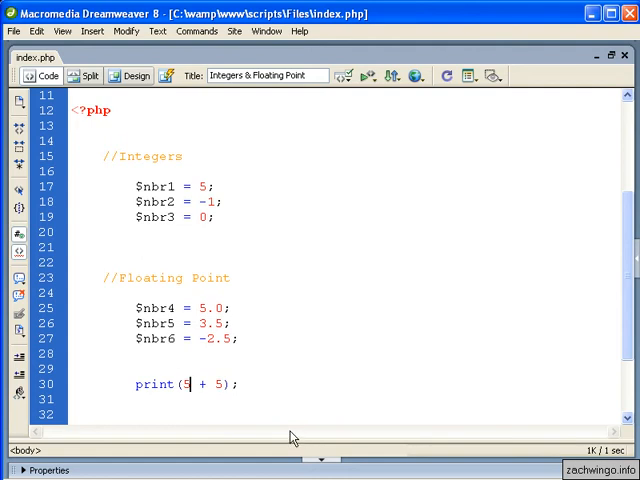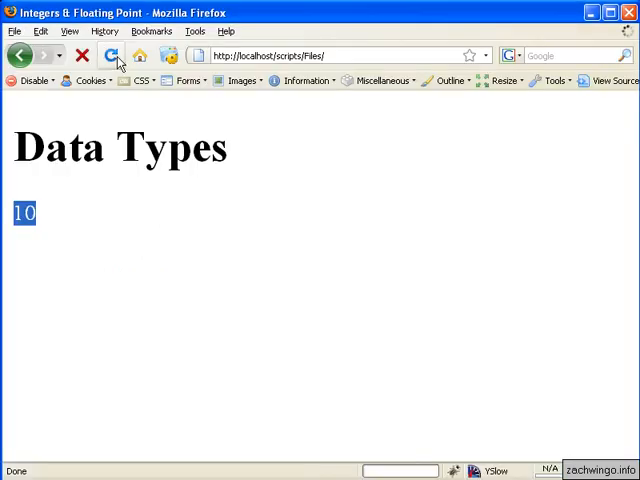Or if I go 2.5, and 3.5. So I'm now adding two floating point values together. So if we save this, we should get 6. And it adds them together to get 6.